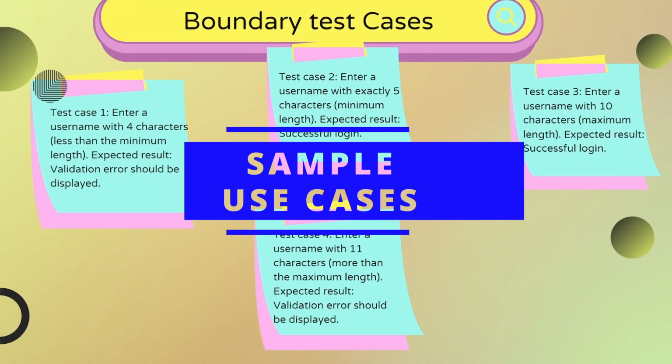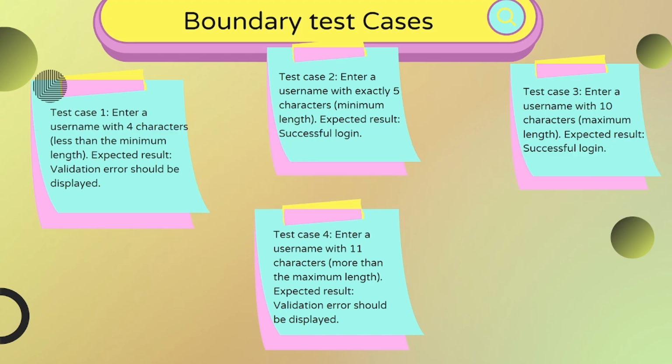Test case 1, enter a username with 4 characters, less than the minimum length, and the expected result would be a validation error should be displayed. Then test case 2, enter a username with exactly 5 characters, right? That is the requirement, minimum length, and expected result it should work. Test case 3, enter a username with 10 characters, that is the maximum length, and expected result successful login, right? So as we have mentioned, the requirement is that it will allow from 5 to 10, so it should work.